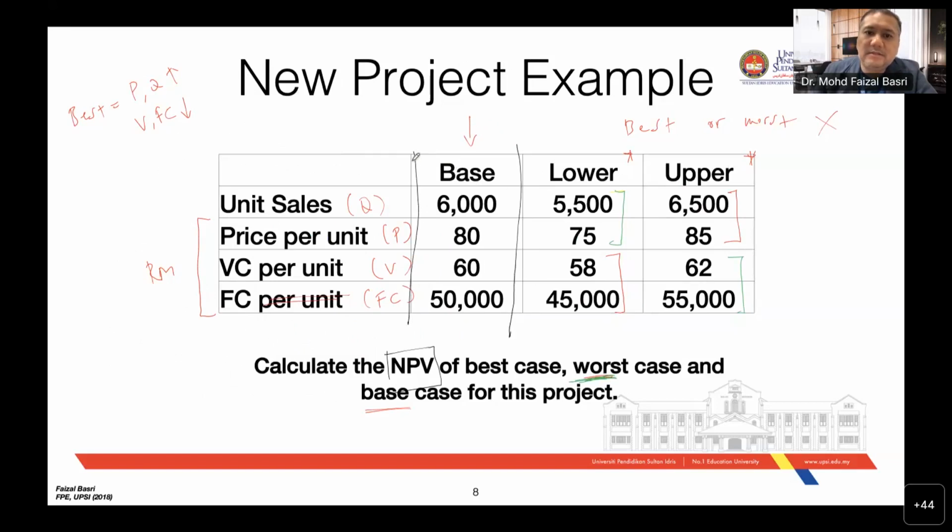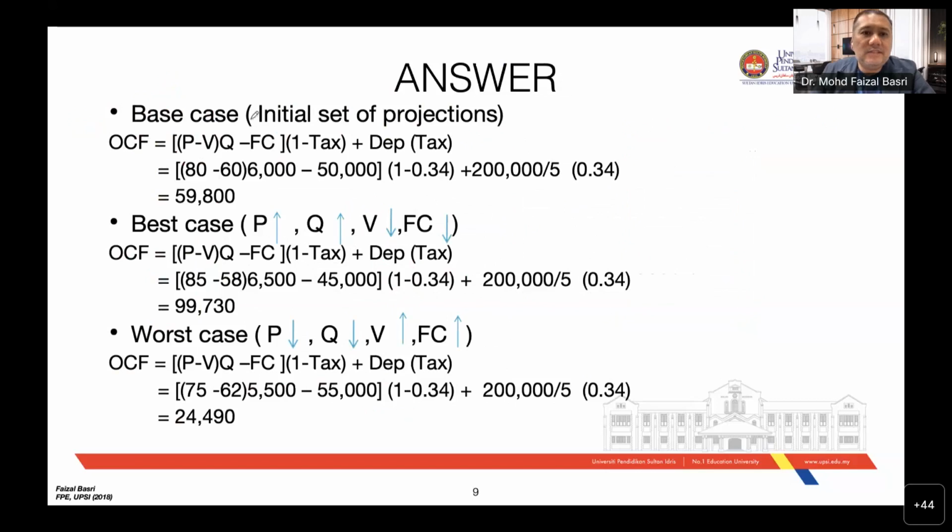This column je. Okay, Q 6,000, P 80 ringgit, VC is 60 ringgit, and the fixed cost is 50,000. So this is the formula that by now you should be aware of. We used this in the previous video as well. So price minus variable cost, okay, times Q. So this is basically to find your gross profit. Okay, gross profit, price minus variable cost, you get gross profit, minus the fixed cost. Okay, minus the fixed cost, so you get the net profit, multiply with 1 minus tax.